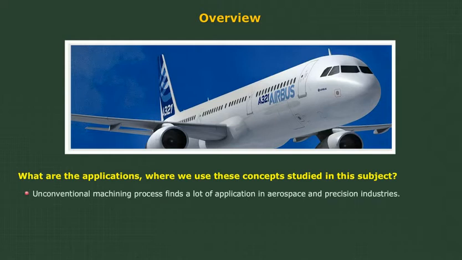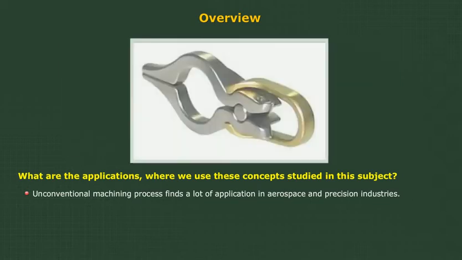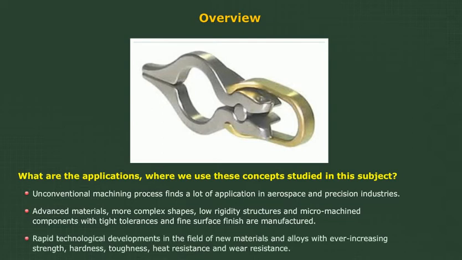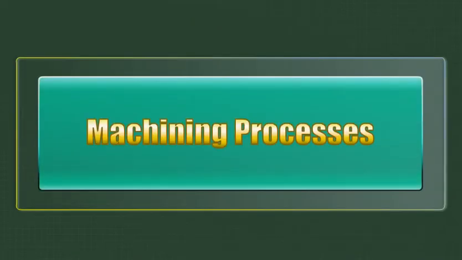Unconventional machining processes find a lot of application in aerospace and precision industries. Advanced materials, more complex shapes, low rigidity structures, and micro-machined components with tight tolerances and fine surface finish are manufactured. Rapid technological development in the field of new materials and alloys with ever-increasing strength, hardness, toughness, heat resistance, and wear resistance. Machining processes.